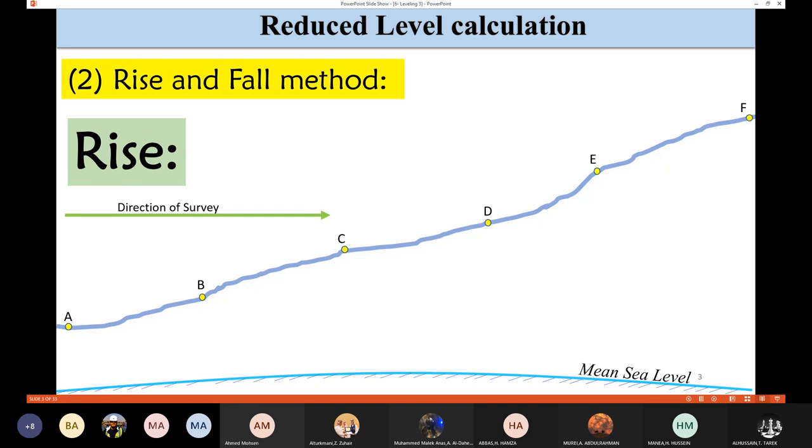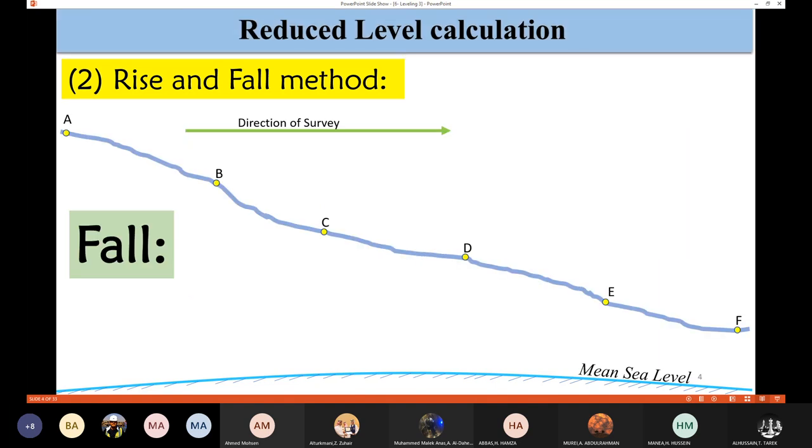In case of a rise, the height of the point is going to be higher than the previous point. We call this a rise. Similarly, we are going to have a fall. In case of a fall, the height of point B is going to be lower than the height of point A, and the position of point C is going to be lower than the position of point B, and so on. If you have this case, you are going to say you have a fall.